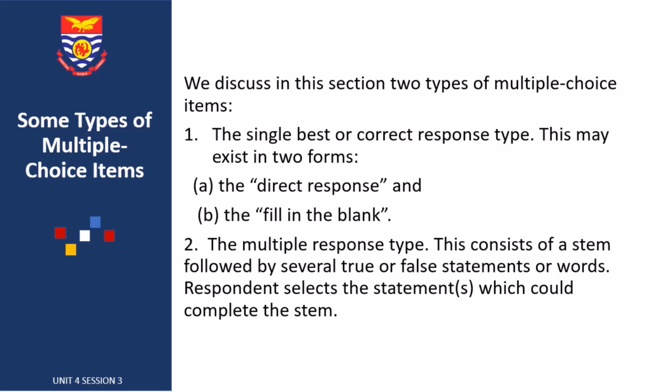Here we are going to discuss two types of multiple choice items. One is the single best or correct response items. This may exist in two forms: the first being the direct response, and the other being the fill in the blank. Then they also have the multiple response type. This consists of a stem followed by several true or false statements or words. The respondent selects the statement which could complete the stem.